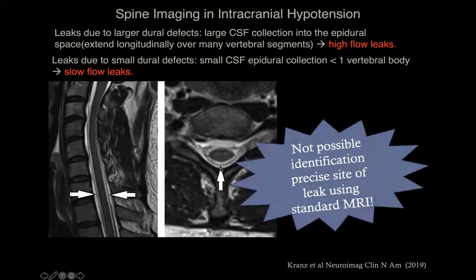So remember that if you use only MRI, that is the case in children, you can do a diagnosis of intracranial hypotension based on images of the brain that I show you and the spine with the epidural fluid, but you cannot precisely identify the location of the leak. So that's my pearl when you use MRI.